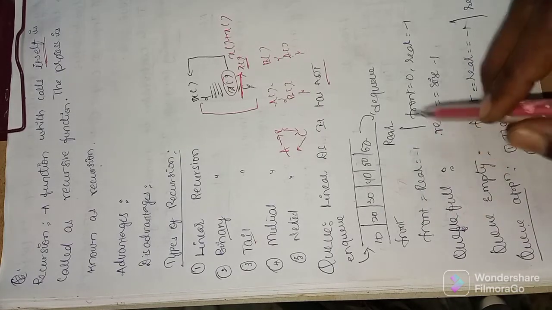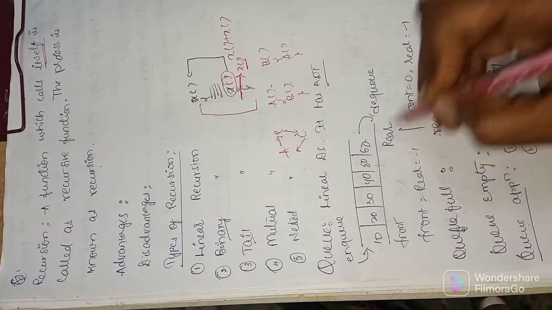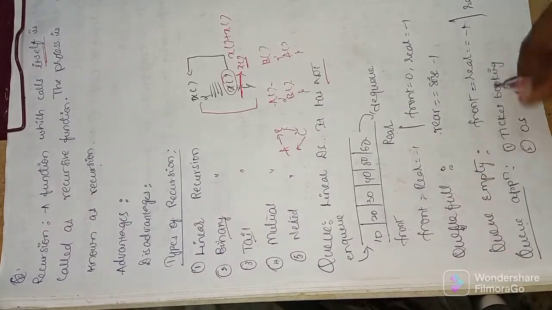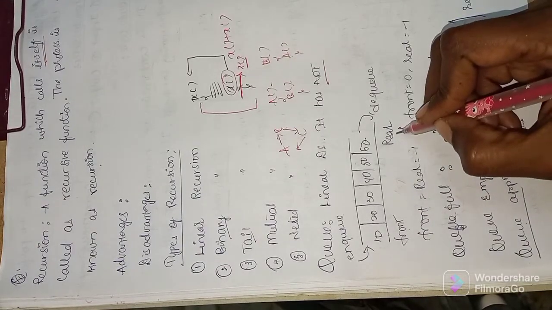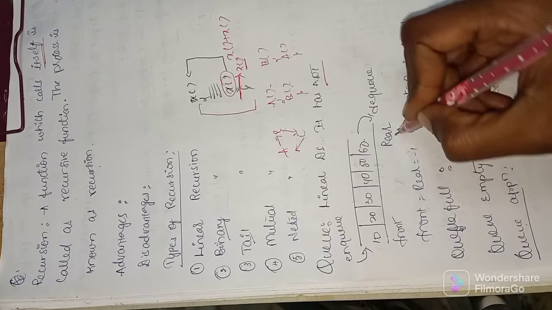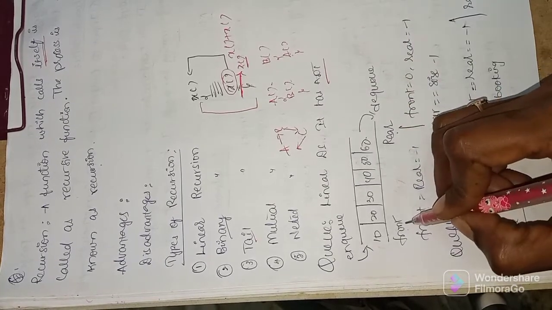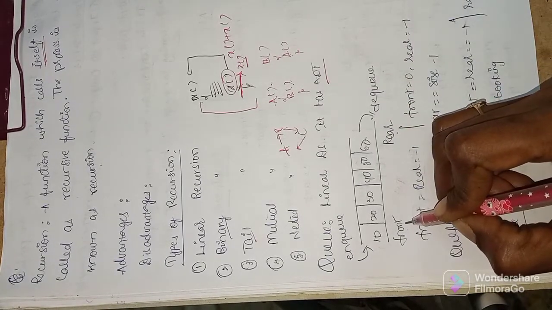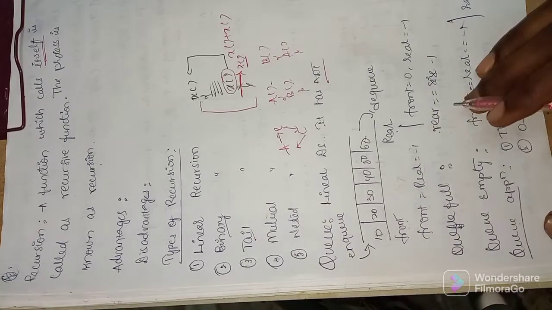That means from one end you can insert the data, from the other end you can delete the data. Whenever you are inserting, we increment the rear value. Whenever we are deleting, we increment the front value.